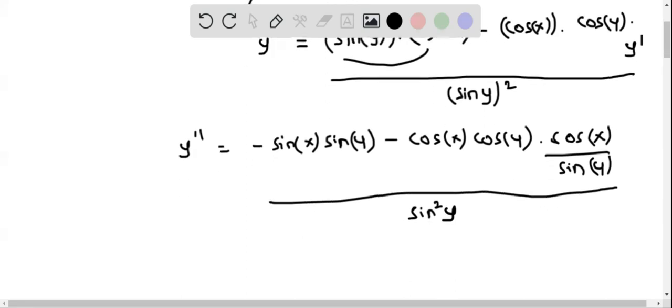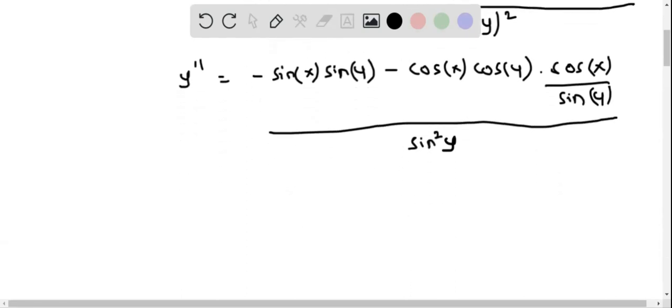So basically we have to simplify the numerator. If you look at the numerator, we have two terms. This is the first term, and this is the second term, which is sort of a fraction. And the denominator is sine y in the second term. And this means we have to multiply this first term and divide by the denominator, that is sine y. So let me do that.